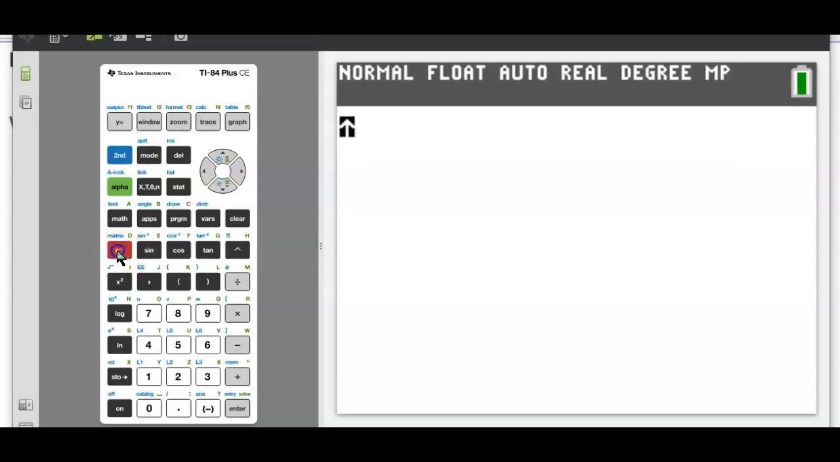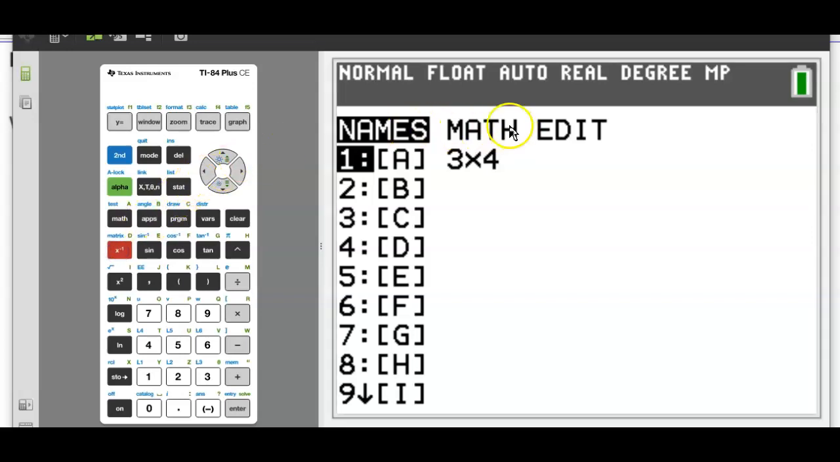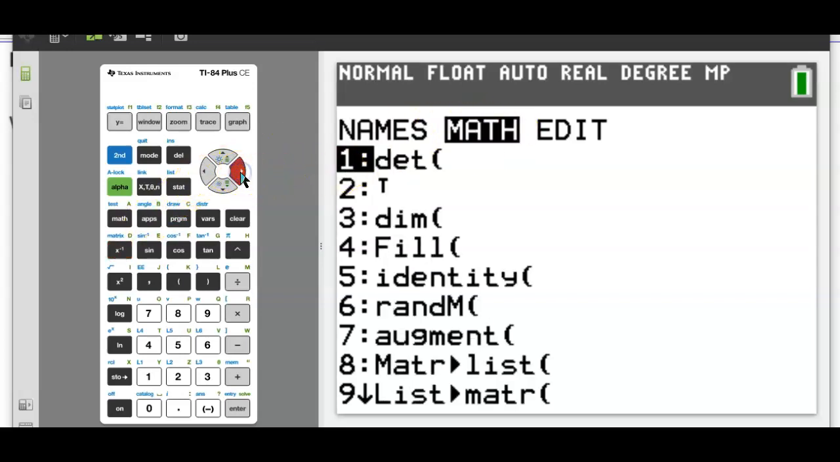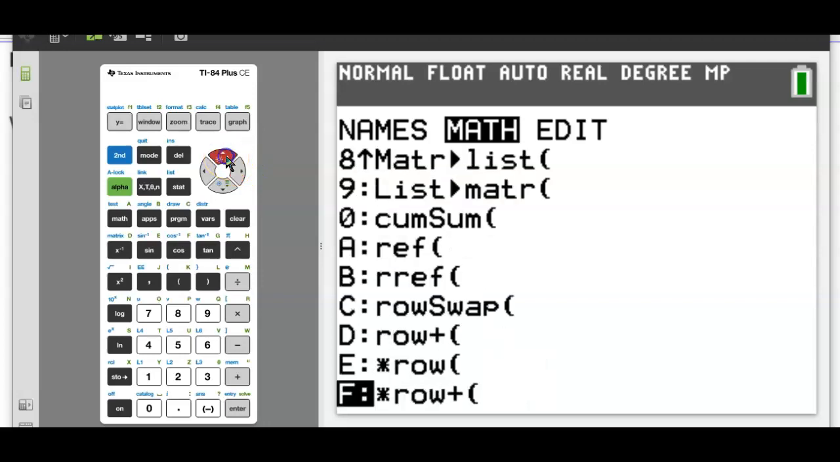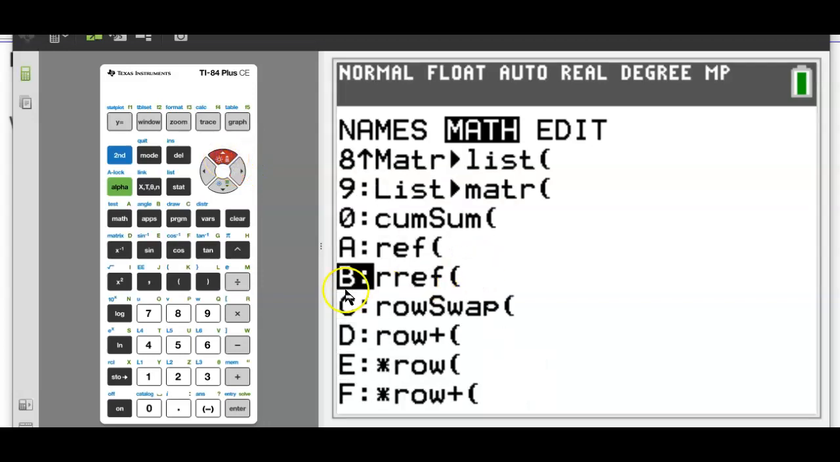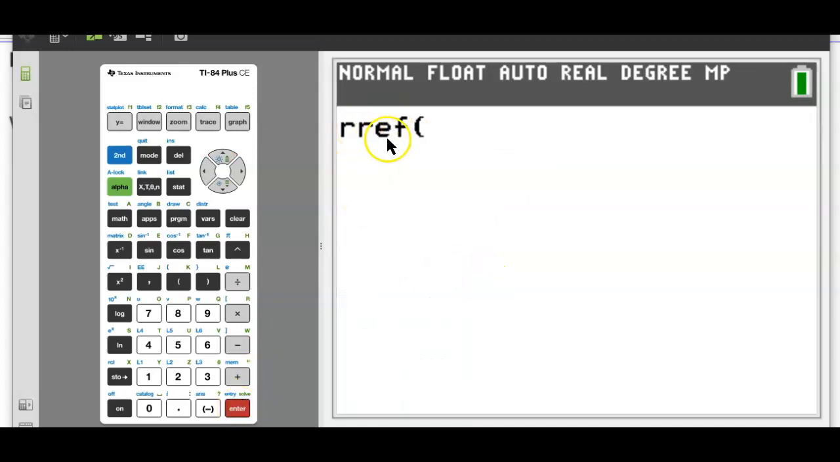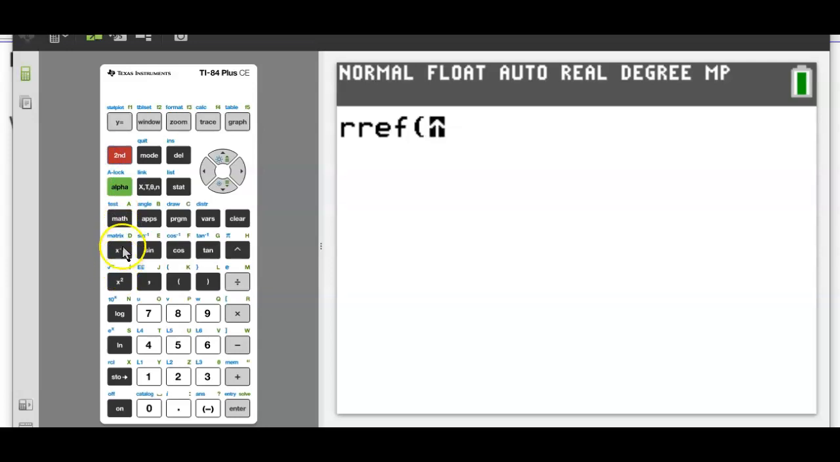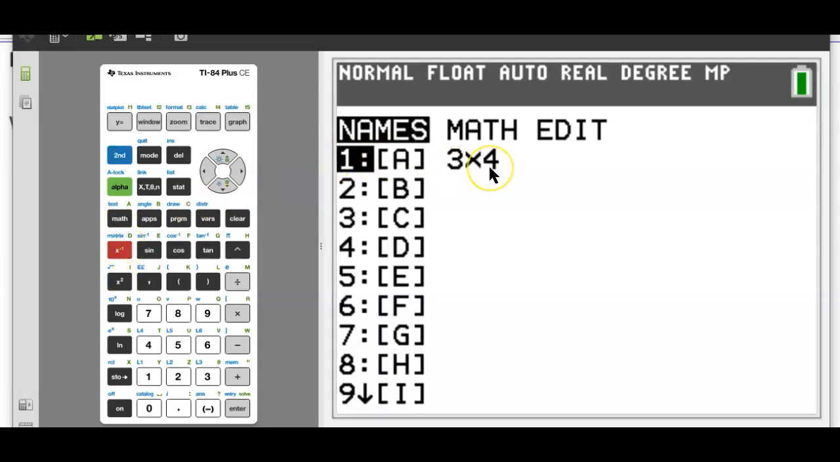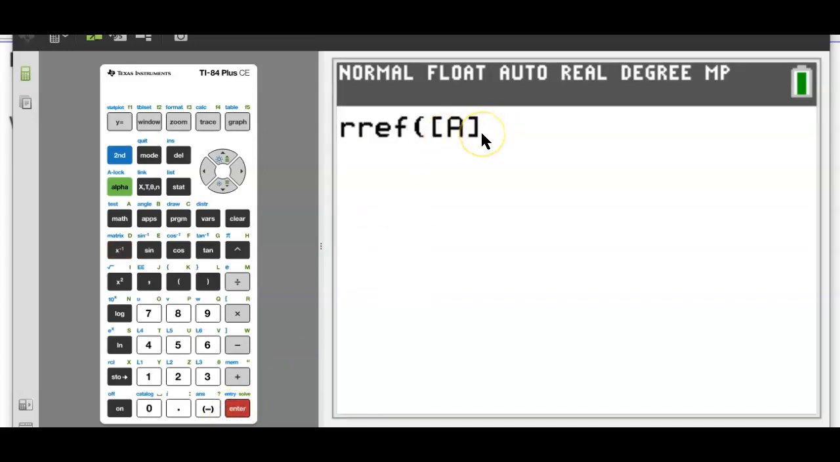Then do second and the matrix button again. And this time you want to perform some math. So go over to math and then up arrow to find that magic button that's hidden here, this one called B, RREF, reduced row echelon form, and you want to put the name of the matrix in here. It won't work till you have a name there. So I'm going to go second matrix again. I stored it in matrix A. I could put it in any one I wanted, but I'm just going to hit enter so that I have the name of matrix A. Okay, maybe I'll do B next time just so you can see how that works.